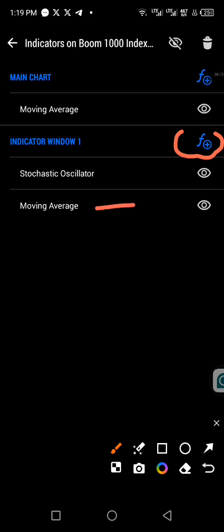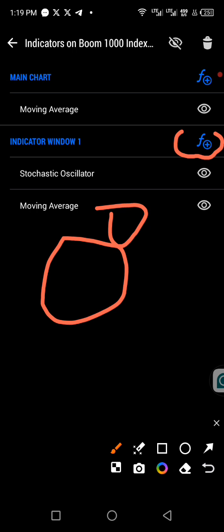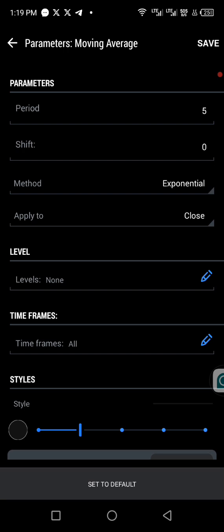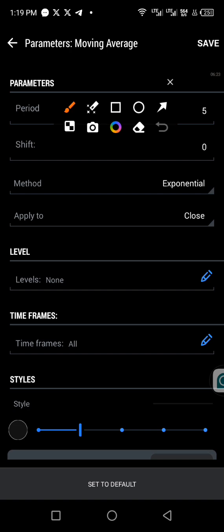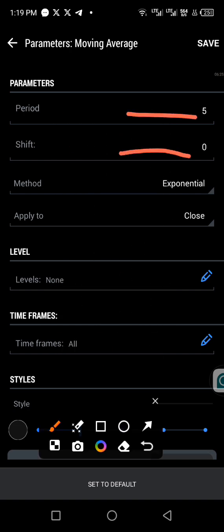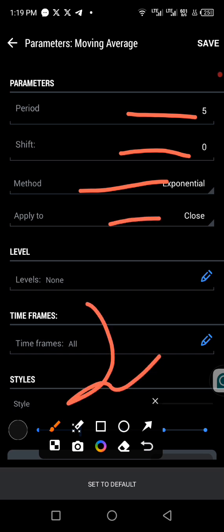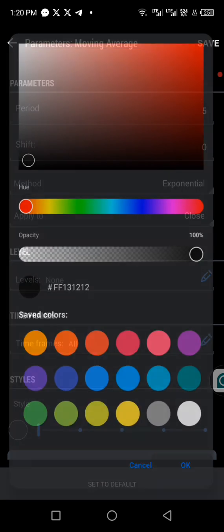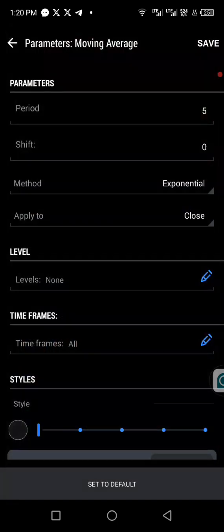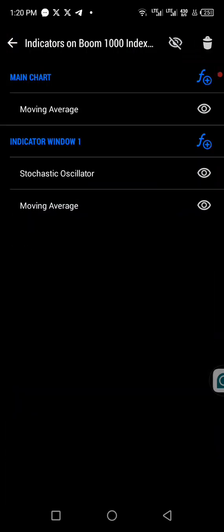Right, then you look for you add moving average indicator. So for your moving average, this is going to be a parameter, it's going to be different from the other one. Your period is going to be 5, your shift is going to be 0, method is exponential, apply to close, and just basically the same thing you have here. Then use color black. All right, and once you have all of that set up, you click on save.